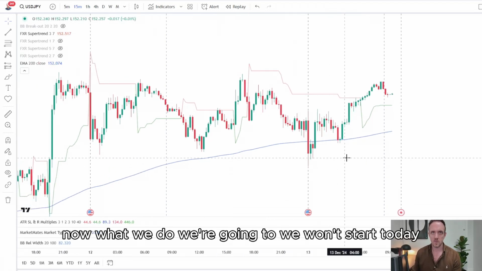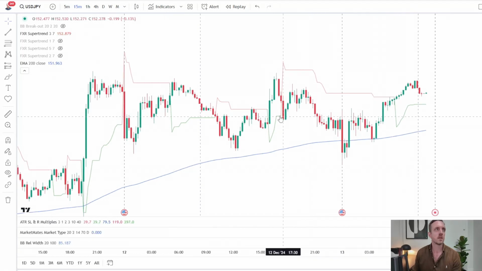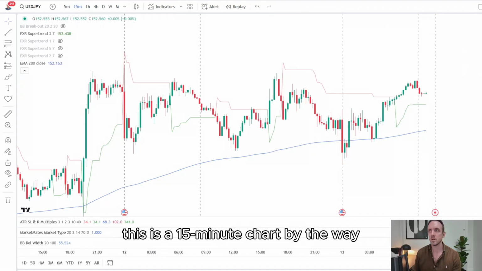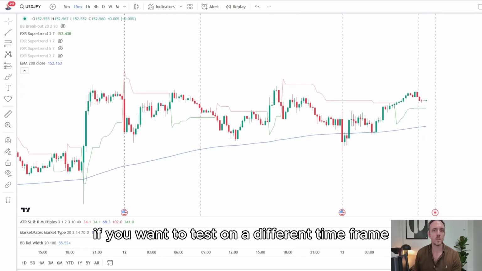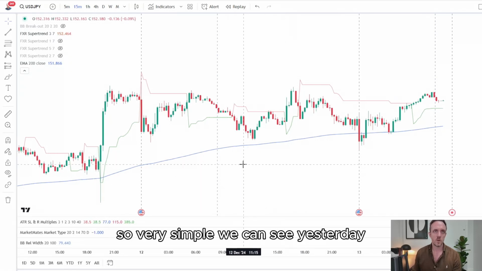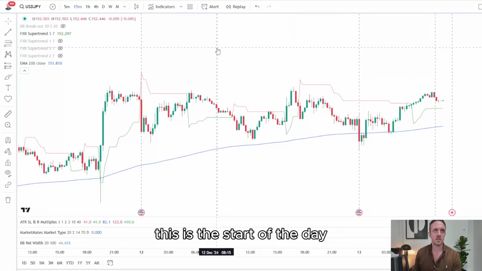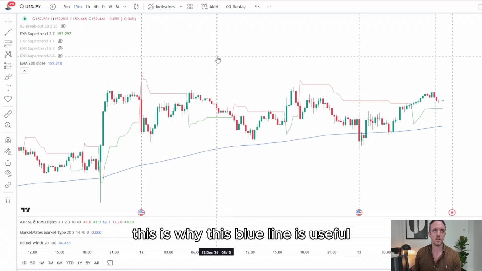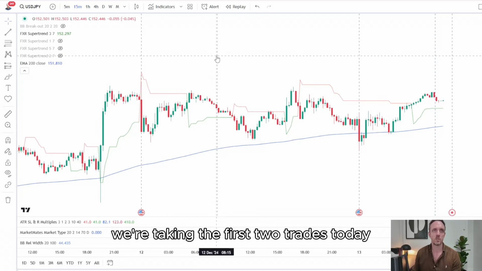Now, what we do, we won't start today, we'll start yesterday. This is a 15-minute chart, by the way. You can change the time frame if you want to test on a different time frame. So very simple, we can see yesterday, this is the start of the day, that's why this blue line is useful. It's the start of our day, we're taking the first 2 trades a day.